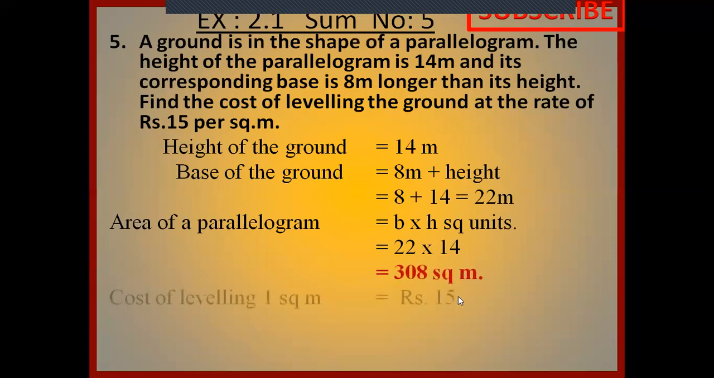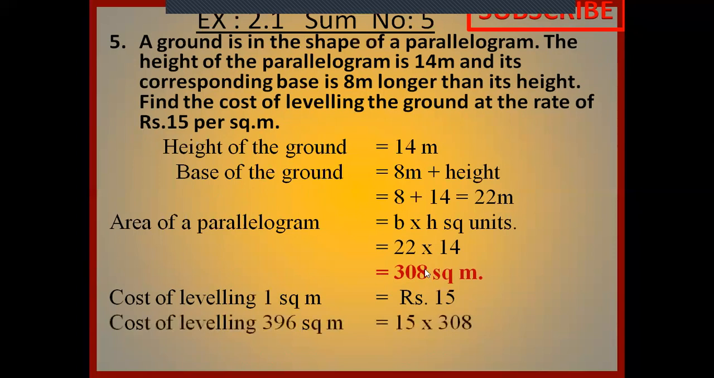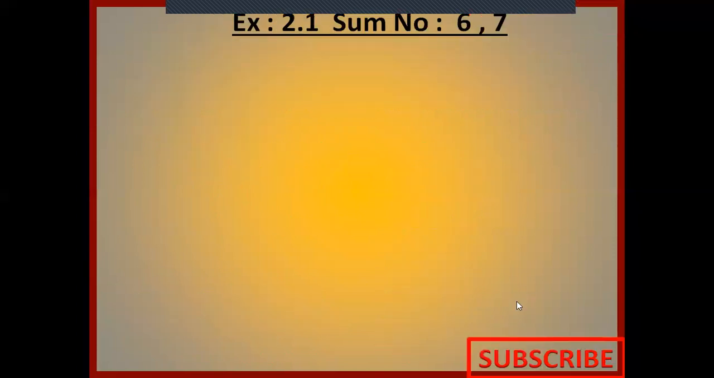So now cost of leveling 1 square meter of the ground is rupees 15. So cost of leveling the entire area 308 square meter is 15 into 308, which is 4,620 rupees.